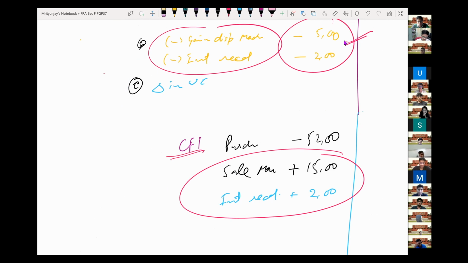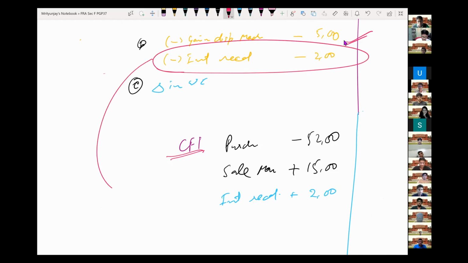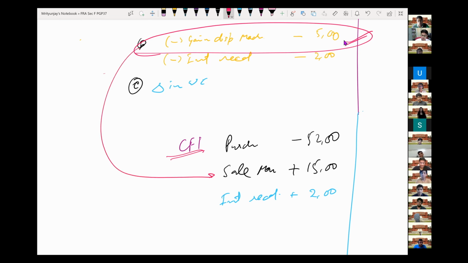Now, when you are saying interest received, how much cash would you have received because of interest? You would have received 2 lakh rupees of cash. But if I ask the same question about how much cash you received because of gain on disposal of machinery, is it only 5 lakh? Did you receive only 5 lakh for the gain on sale of machinery? No, you received some more money as well. You sold it at a profit of 5 lakh, not at 5 lakh, right?